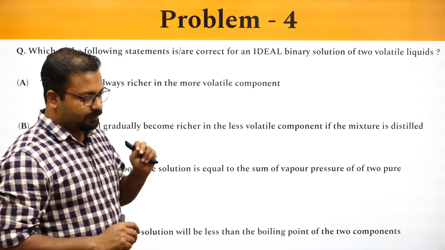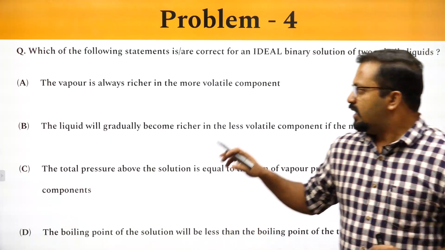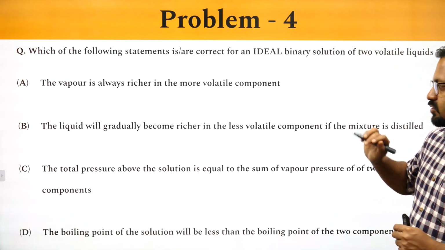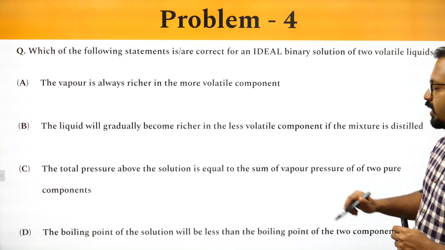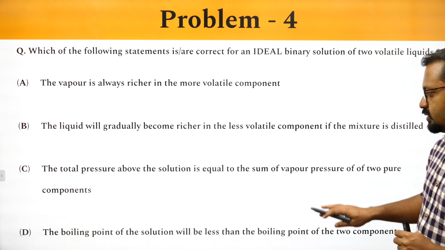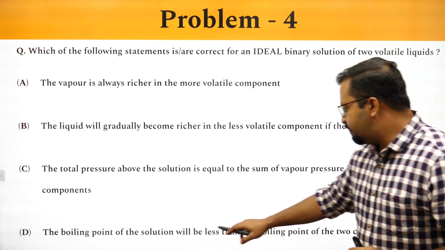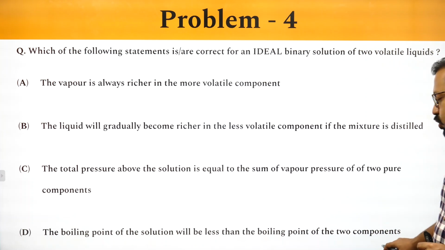Let's look at the question. Question क्या कहता है? The vapor is always richer in the more volatile component. The liquid will gradually become richer in the less volatile component. Total pressure above the liquid is equal to the sum of vapor pressure, and boiling point of the solution will be less than the boiling point of the two components.